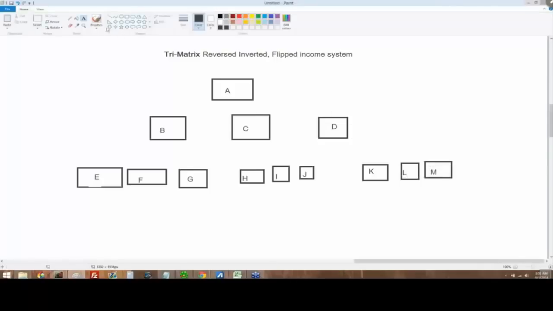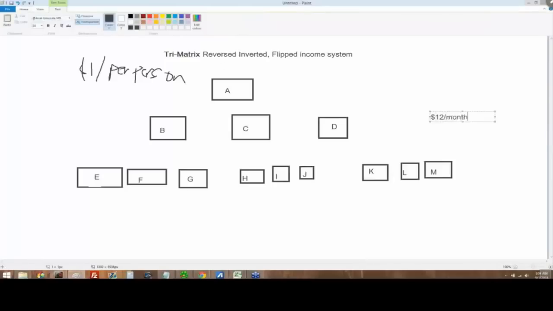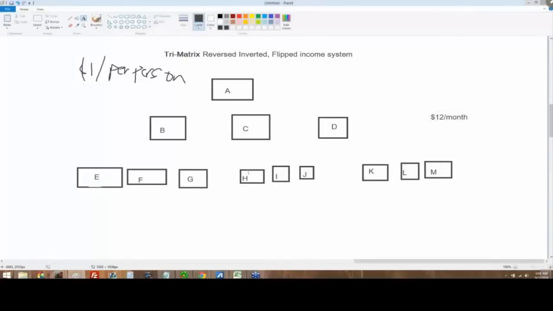Okay, here's what happens. A is going to get $1 per person in this matrix, regardless of who referred them. So A in this case is going to get $1, 2, 3, 4, 5, 6, 7, 8, 9, 10, 11, $12 right away per month per person. B is going to get 3, C is going to get 3, D is going to get 3. It doesn't matter who referred everybody. It doesn't matter if A referred nobody beyond B. And it doesn't matter if A even referred B.